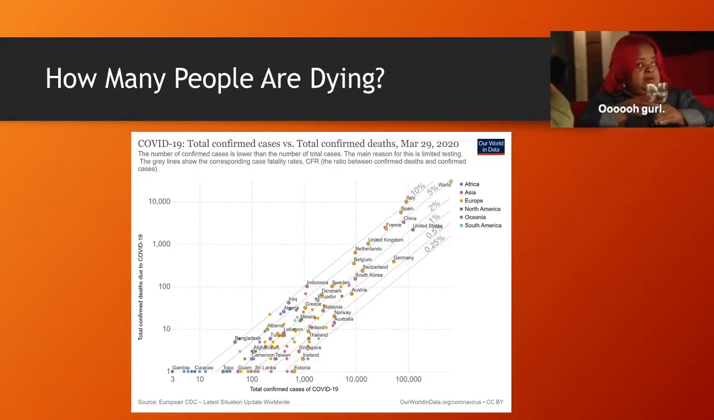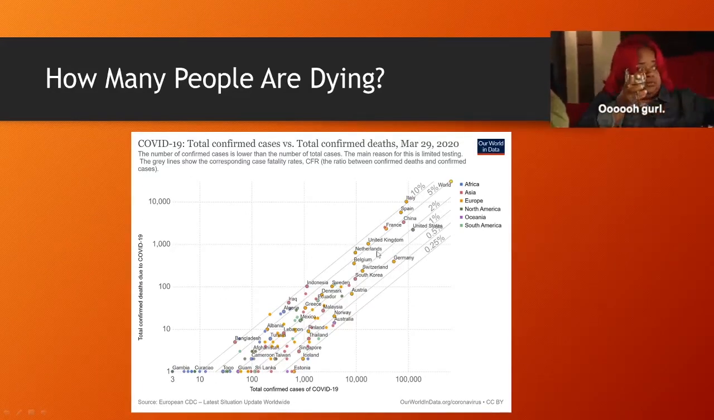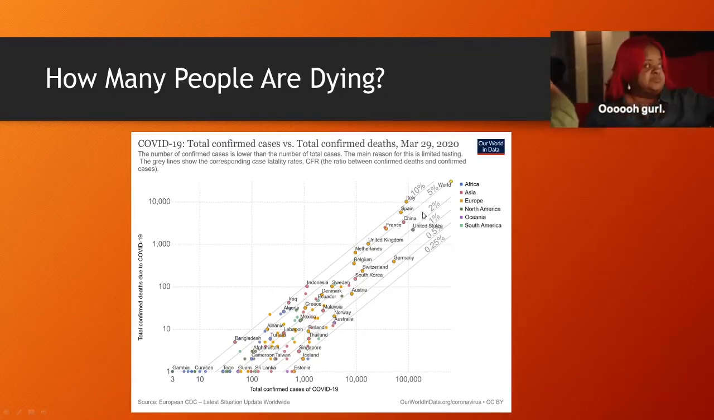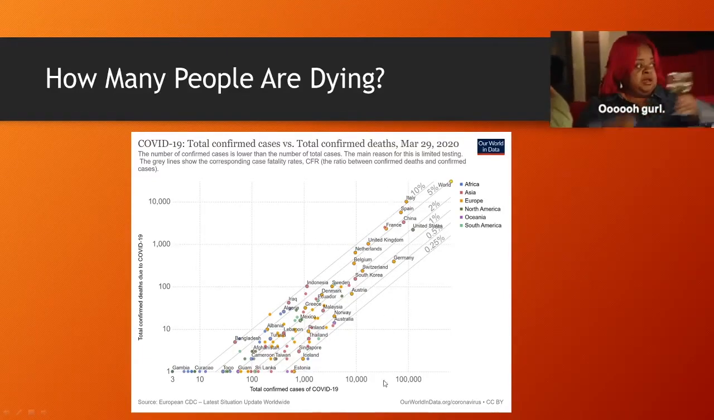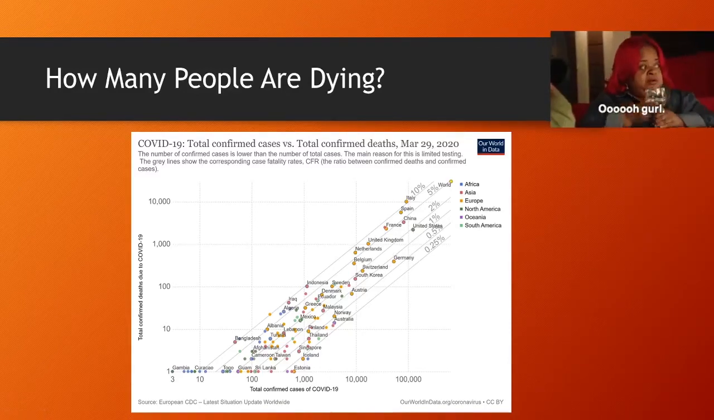This is a fun little diagram. It's on a logarithmic scale that shows the relation of total confirmed cases versus total confirmed deaths, so it goes exponentially in the tens on both axes. You can see here that Italy is quite high, a little bit above 10% fatality rate, and has quite a high number of total infections in general. The United States just beat it and is now the country with the highest total number of infections.